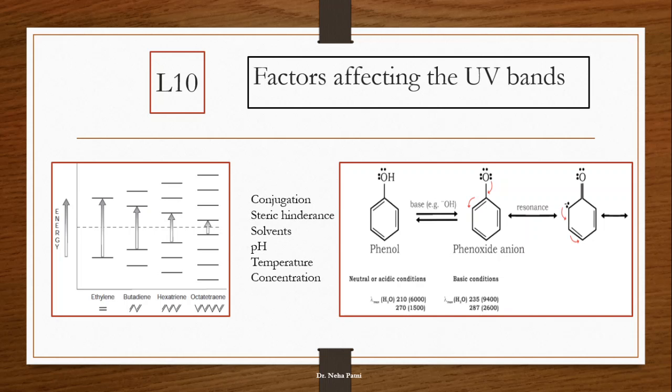I am going to focus more on factors which combinedly affect the UV band. There are major factors which you have to look into before calculating the absorption maximum or the wavelength for a particular compound. As written here, the very first factor is conjugation. Conjugation is extremely responsible for this kind of shift. I hope you understand that conjugation is nothing but alternate single and double bonds.